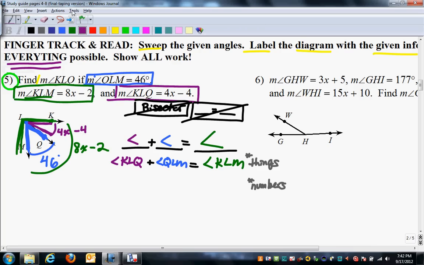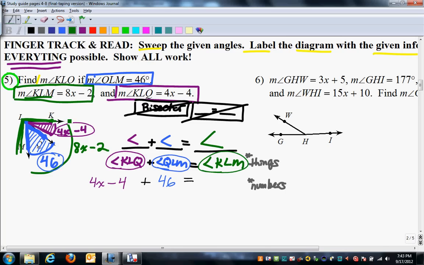So here we circle KLQ, and we come up here and see that KLQ equals 4x minus 4, plus QLM. Circle. Come over here, QLM is this angle, so we circle it. It equals the whole angle KLM. So here's KLM, the whole thing, which we are told equals 8x minus 2.